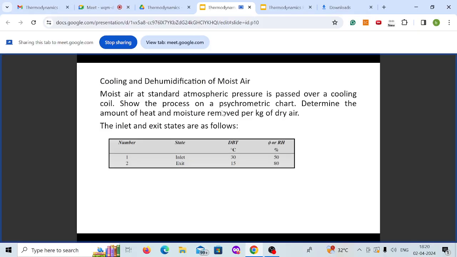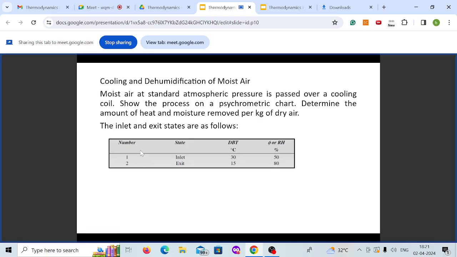The next is cooling and humidification of moist air. Moist air at standard atmospheric pressure is passed over a cooling coil. Show the process on a psychrometric chart. Determine the amount of heat and moisture removed per kg of dry air. The inlet and exit states are as follows.